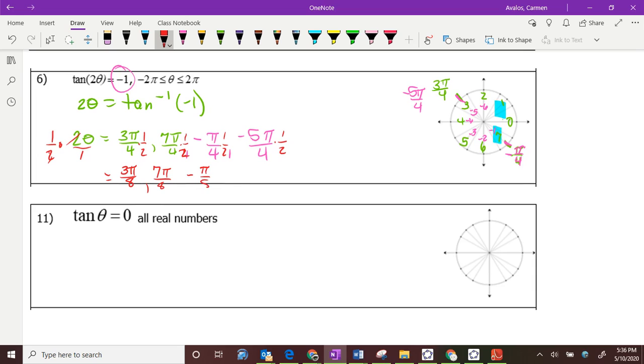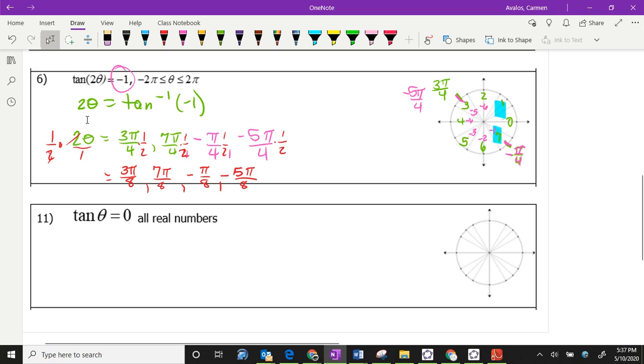negative pi over 8 and negative 10 pi over 8, which this one does reduce. You could leave it like that, but you could also reduce it to 5 pi over 4. That does not, because I don't know what I was thinking there. So it does not reduce. It's 5 pi over 8. I multiplied the 5. Anyway, so those are your answers there.